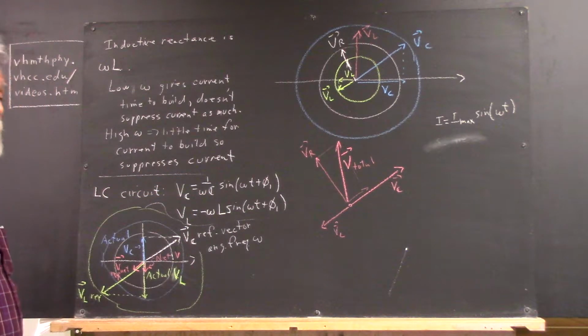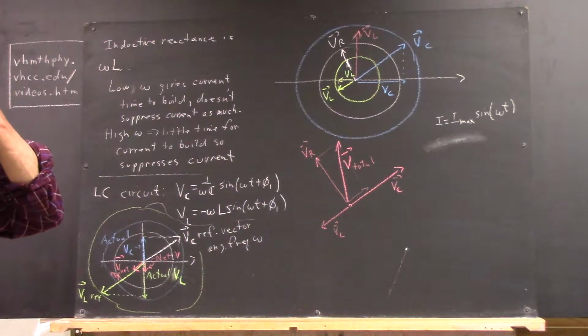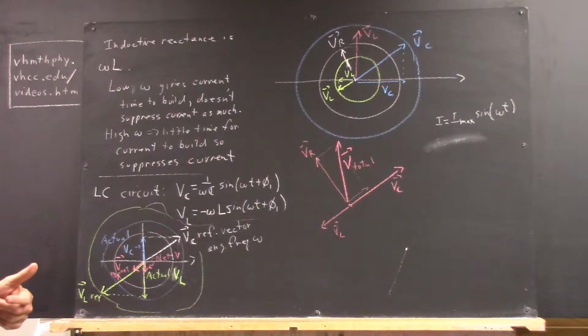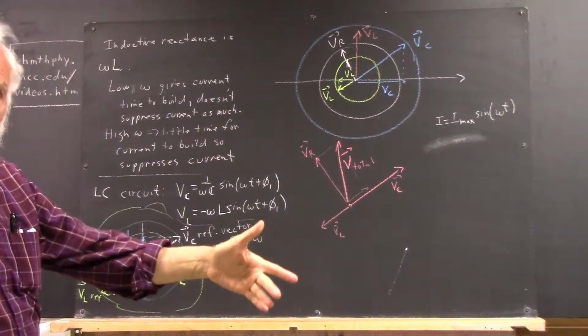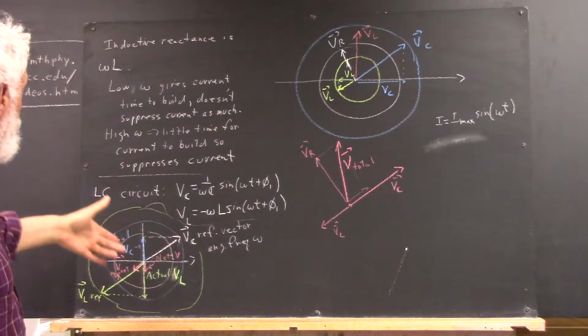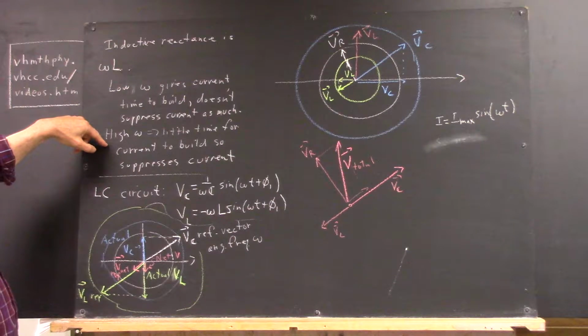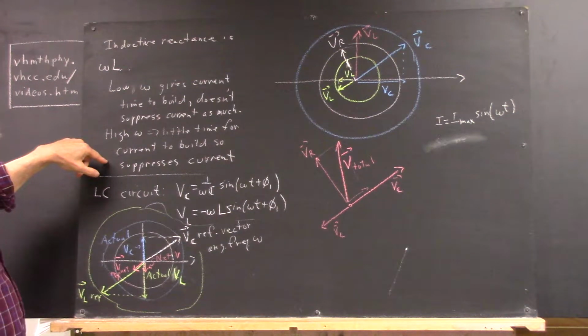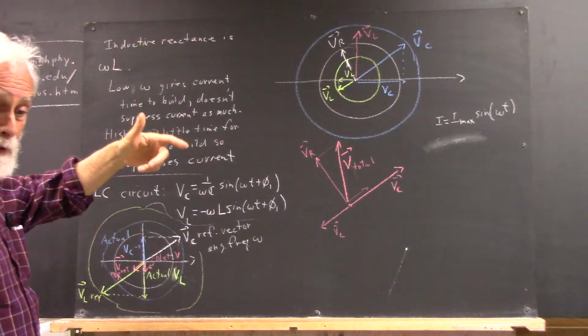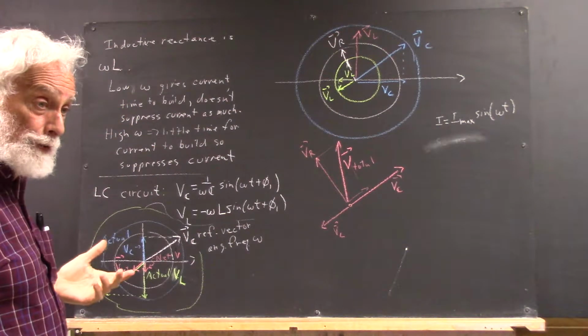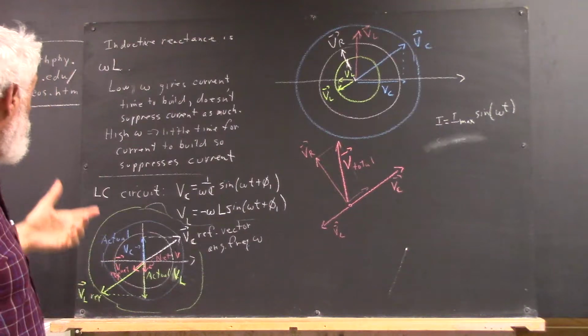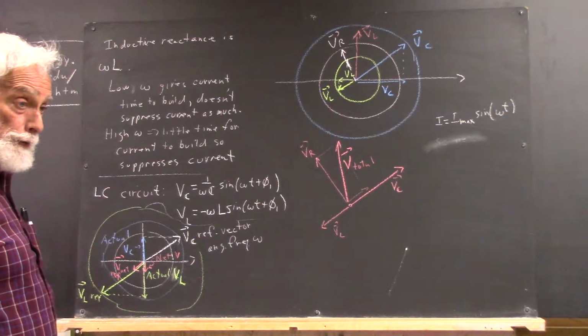So we see that a high omega creates a low capacitive reactance, but a high inductive reactance. So this is like high resistance. And a low omega gives you a high capacitive reactance and a low inductive reactance.